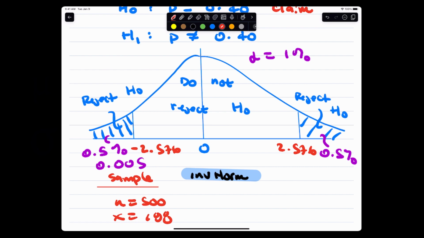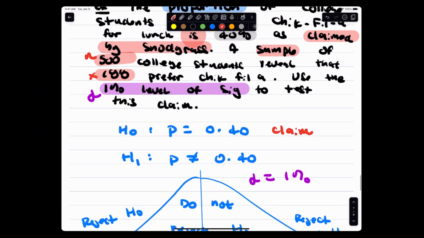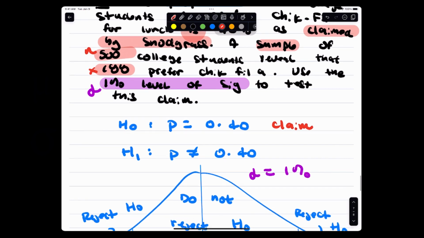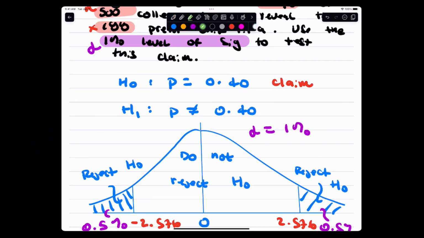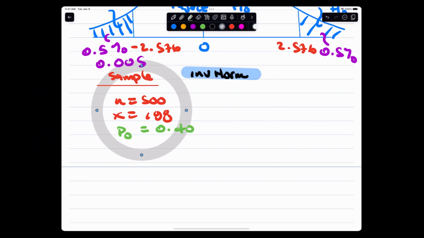Good. Okay, now we're almost there. We're going to have to now get the test statistic. How do I do that? We just need to know this is P naught. P naught is 40%. What does a TI say? We use 1 proportion Z test.